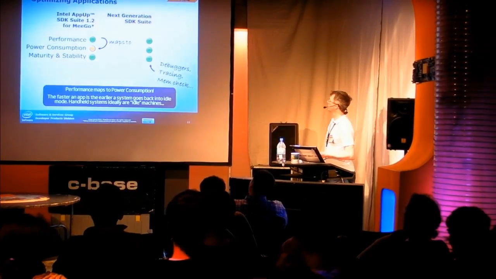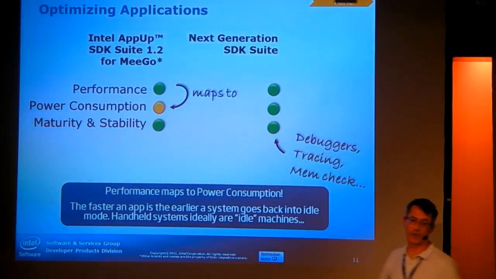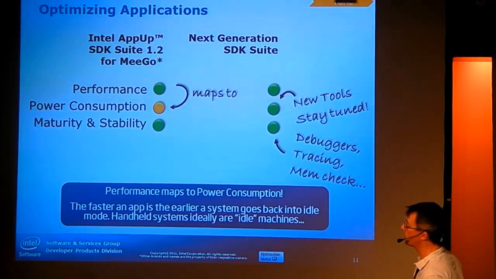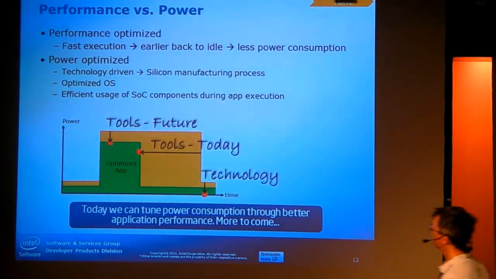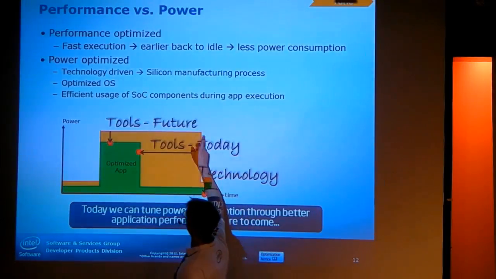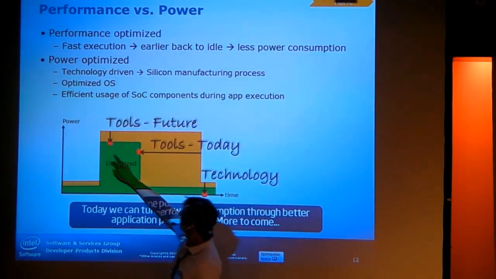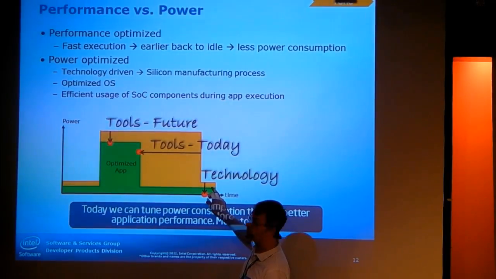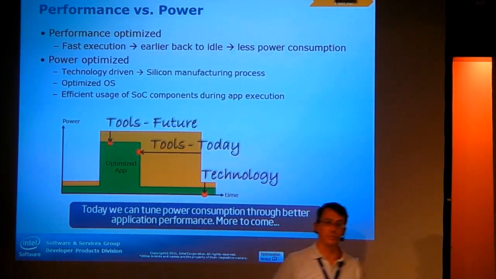So the next generation SDK suite, we're going to add more debuggers, tracing and memory checks. We're going to build some new power consumption measurement tools where you can measure the power consumption of your application. With a standard tool package, you achieve this power over time. And with an optimized app, we want to get down to this area so you get faster down to idle mode. This is where we're aiming at. And we want to give you these tools to make this possible.